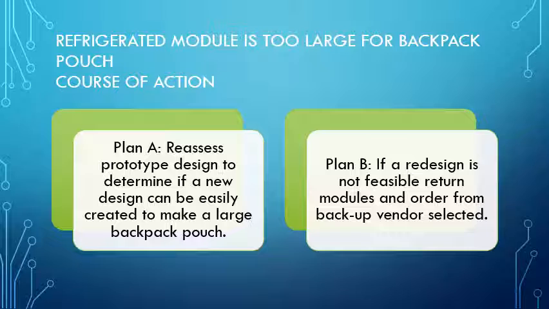It was found the refrigerator module is too large for the backpack pouch. Once the constraints were identified, I had to determine how to exploit the system constraint, subordinate everything else to the constraint, elevate the system constraint, and determine the new system constraint, keeping in mind that there will always be system constraints. When one is uncovered and eliminated, another will pop up somewhere else in the system of project activities.